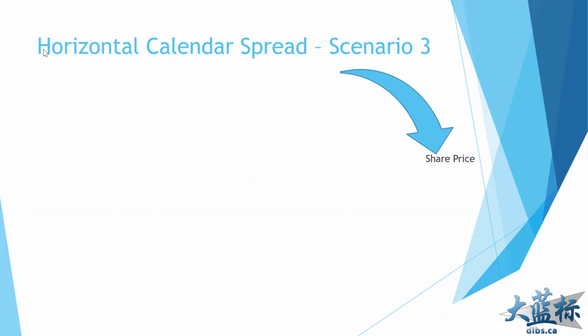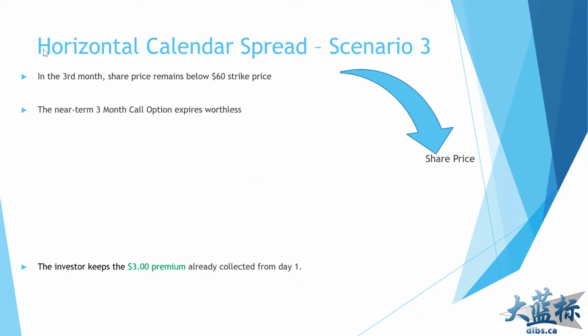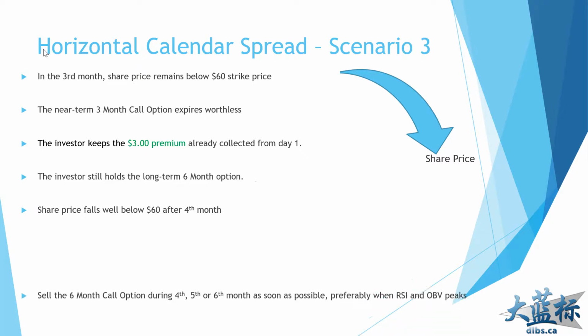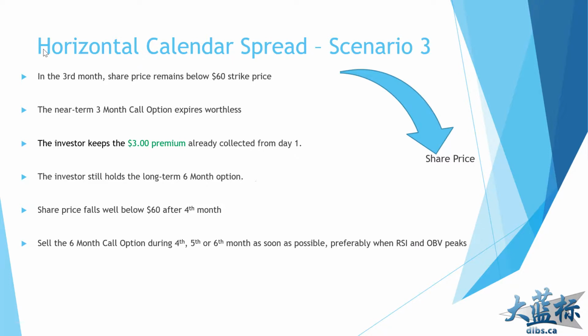The worst case scenario here doesn't look so good. It's a scenario where the stock never rose up as I forecasted. So after 3 months, my call option for 3 months, I still collect the premium up front. It expires worthless. I still have the 6-month option, but as I see the fall in price well below the $60, then I really need to get out as soon as possible.